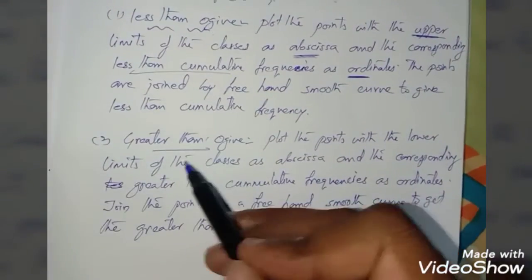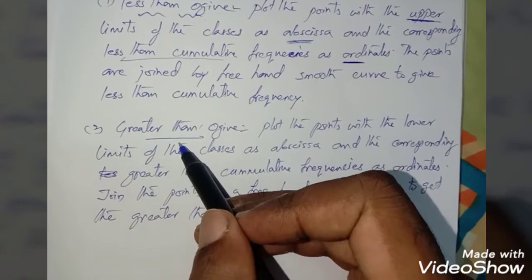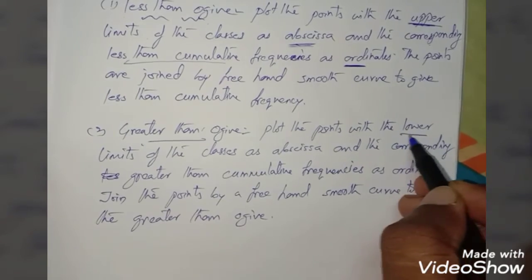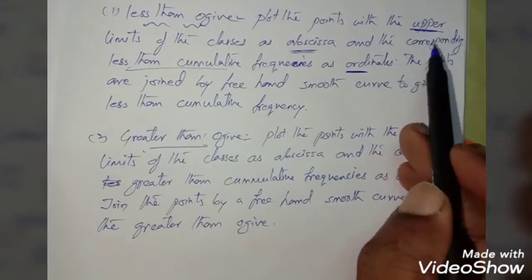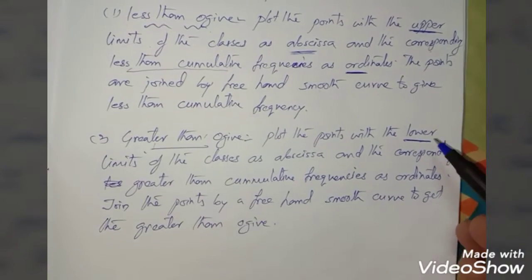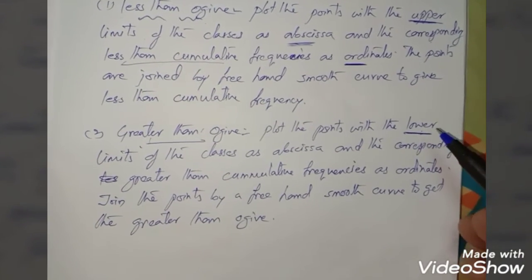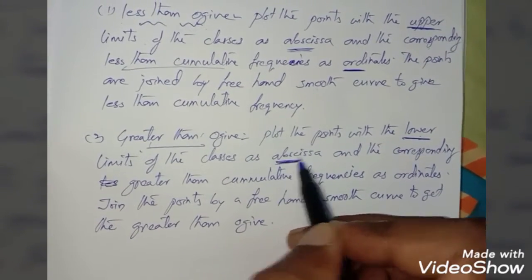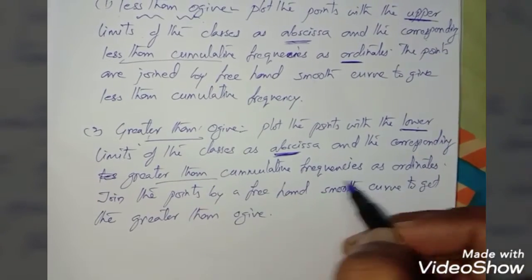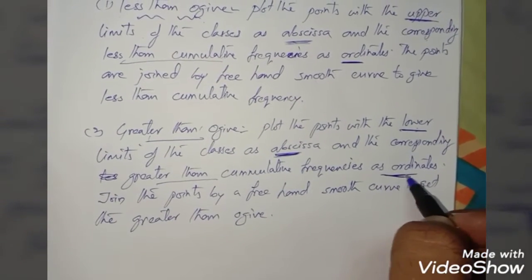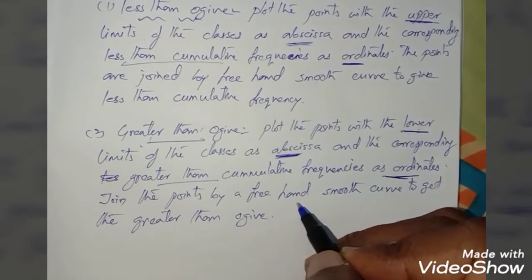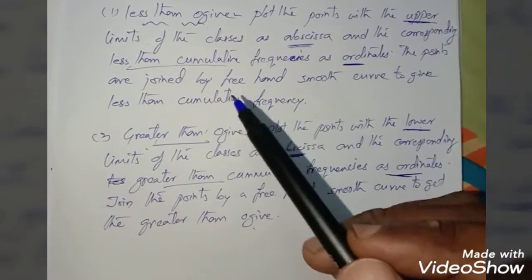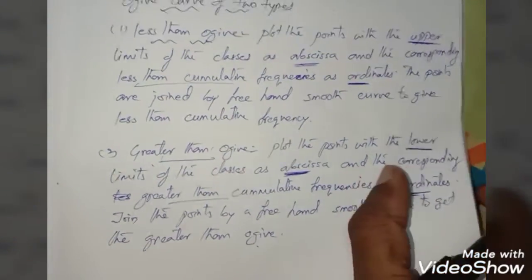The same applies for the greater than cumulative frequency also. In greater than cumulative frequency we are considering the lower boundary. So in less than cumulative we have taken the upper boundary, and in greater than we are taking the lower boundary. Now if we take the lower boundary on the x-axis, the abscissa, and the corresponding greater than cumulative frequency on the y-axis, the ordinate, then join the points by a freehand smooth curve to get the greater than Ogive curve. So like this we are plotting points on a graph using this definition, right?